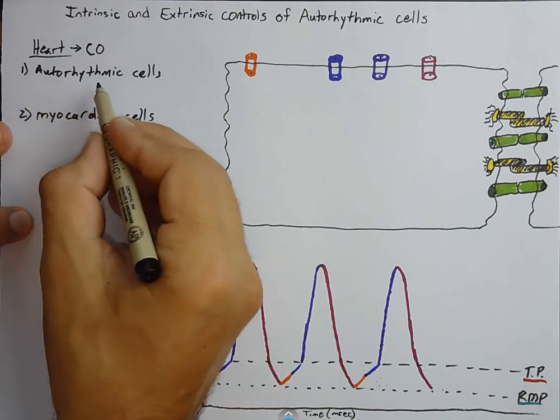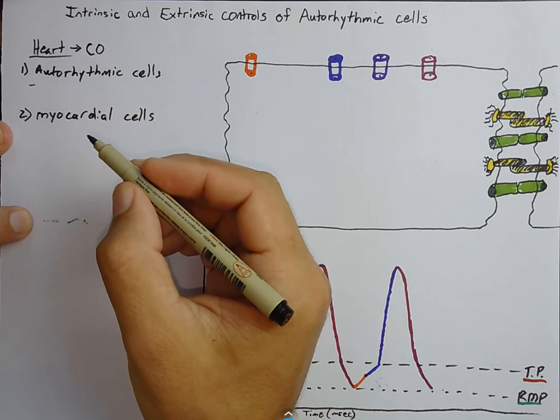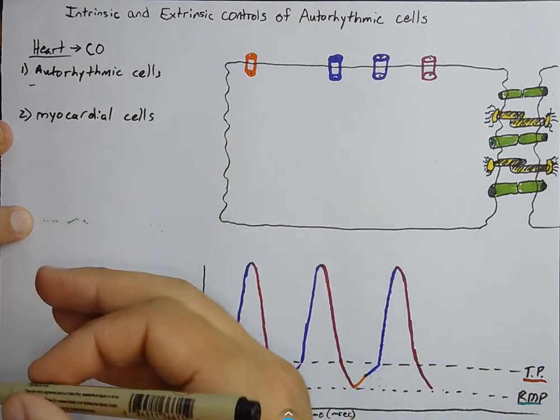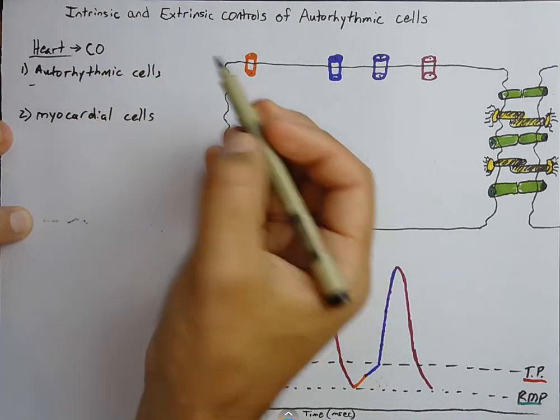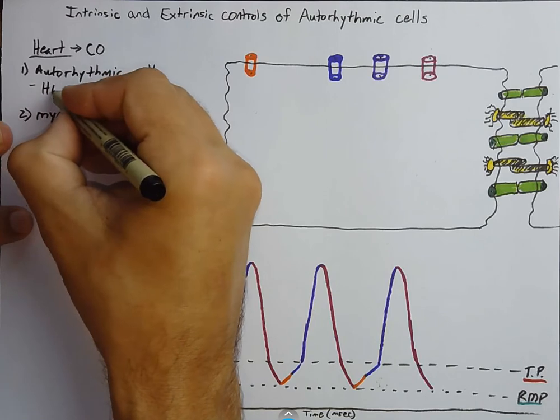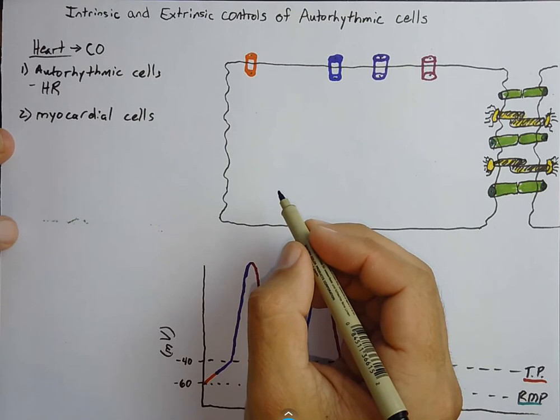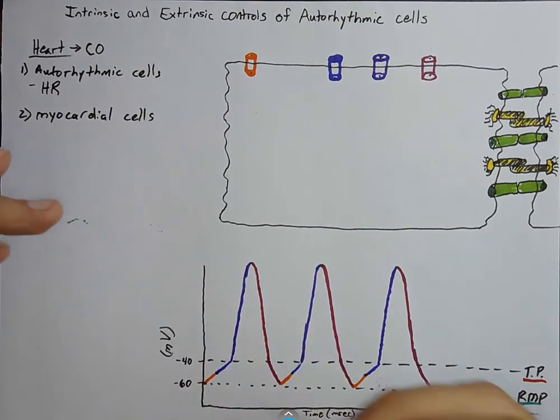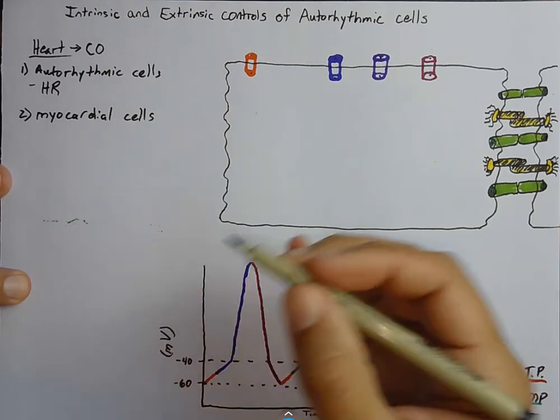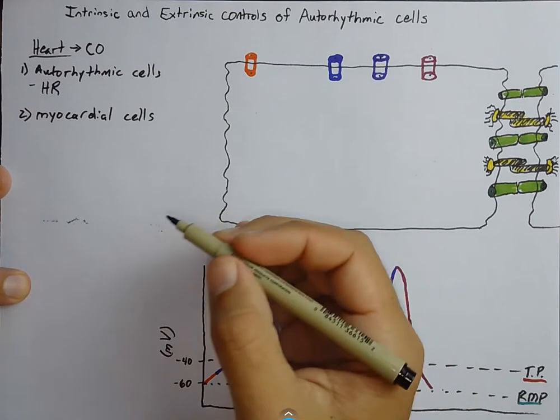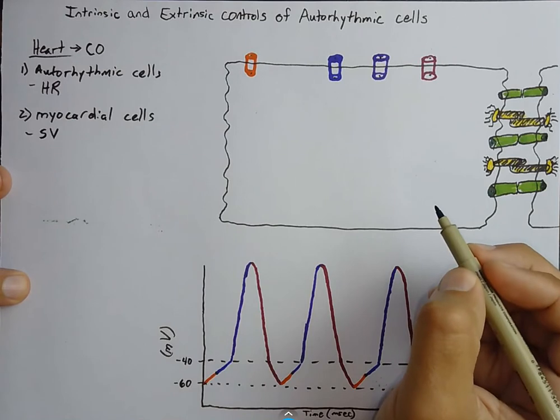So we can define the function of the autorhythmic cells as the cells that allow the heart to have an action potential, with electrical conduction through the heart over time. In other words, these are the cells that create the heart rate. Versus the myocardial cells, which contract and relax. Every time they contract, they create pressure inside the chambers of the heart, and that allows blood to be ejected out of the heart in a single heartbeat. And we define this as stroke volume, or SV.